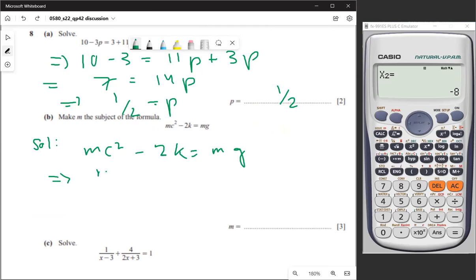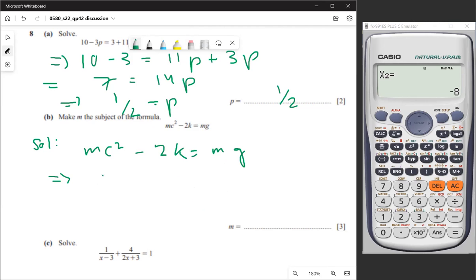I don't think that's difficult. Mc squared minus 2k divided by g. Done. Any questions? Okay, I did this, but then what about the m in the mc squared thing? Oh yeah, that one. Yes, I didn't realize this one.